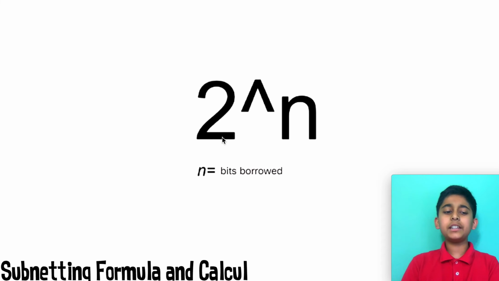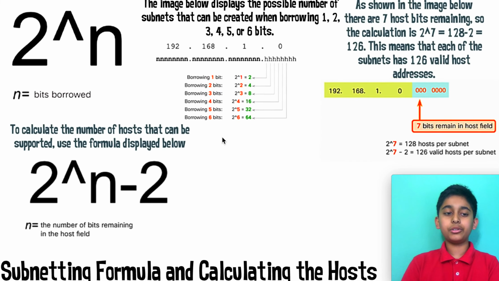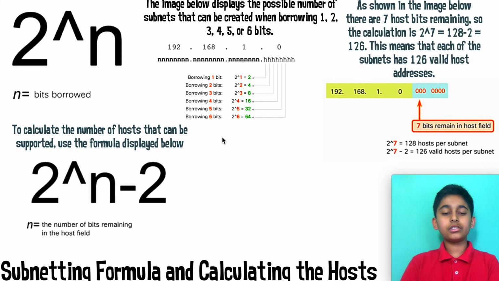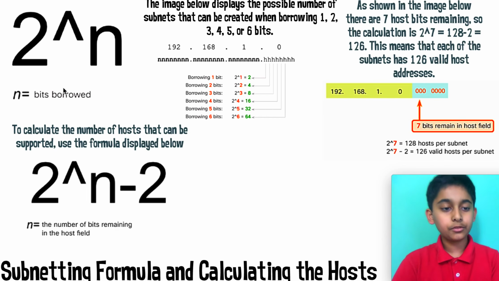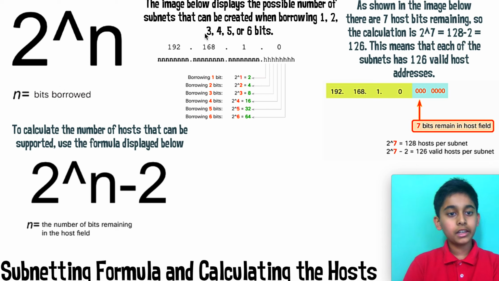So let's talk a tiny bit about the subnetting formula and calculating the hosts. This is just some formulas that you can use. This is the subnetting formula right here, 2 to the power of n, and these are some other formulas. We're not going to go in depth with this, but it's just good to know. You can look over this during this video.